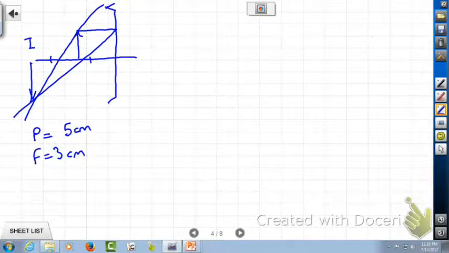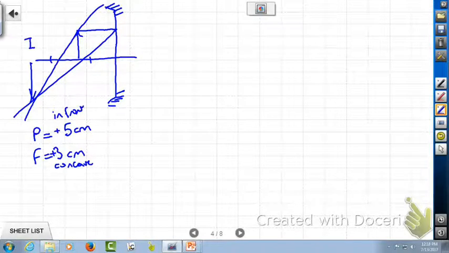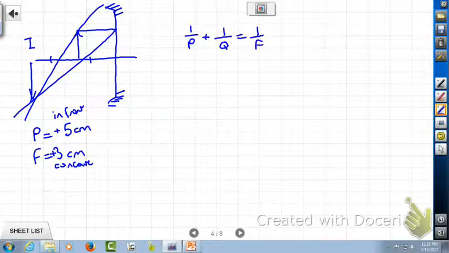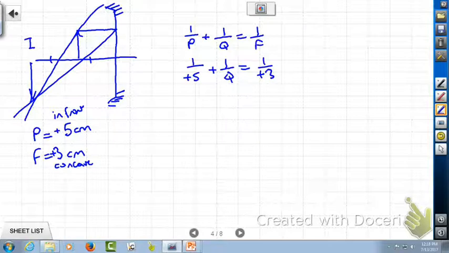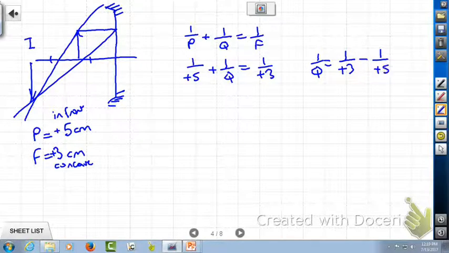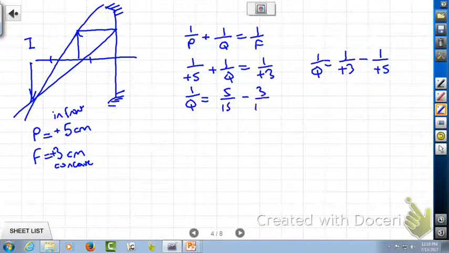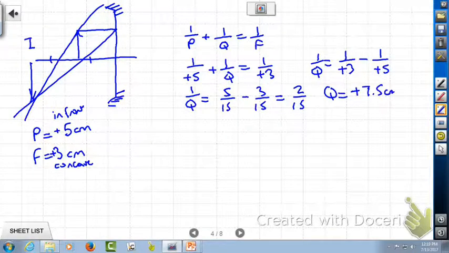centimeters. Now, this is a concave. Concave means that's a positive, because this is in front. 1 over P plus 1 over Q equals 1 over F. 1 over plus 5 plus 1 over Q equals 1 over plus 3. 1 over Q equals 1 over plus 3 minus 1 over plus 5. 1 over Q is equal to 5 over 15 minus 3 over 15, which equals 2 over 15. So Q is equal to plus 7.5 centimeters.